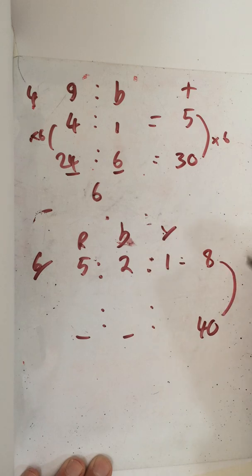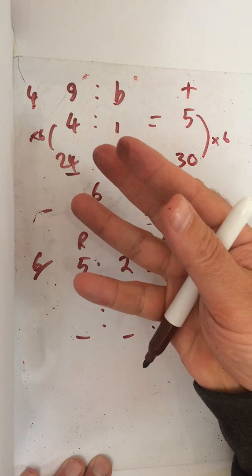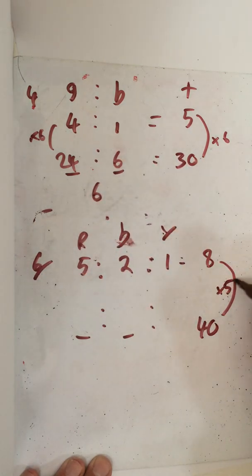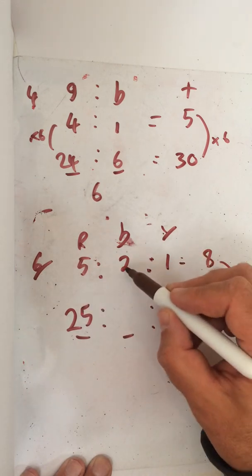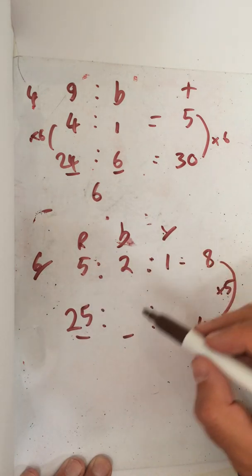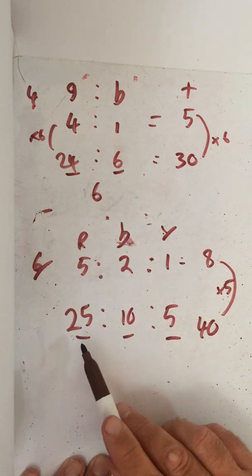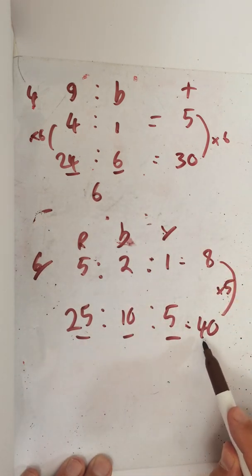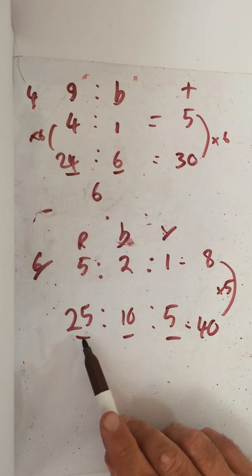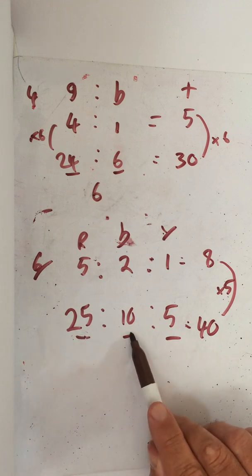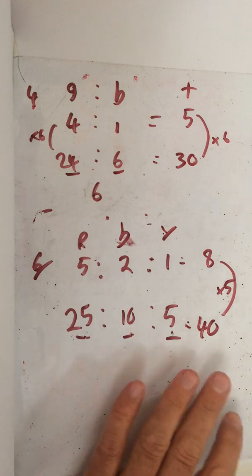How are we getting from 8 to 40? 8, 16, 24, 32, 40. So we're timesing by 5. So we need to times each one by 5. 5 times 5 is 25. 2 times 5 is 10. 1 times 5 is 5. And you can see when I add that up, it equals 40. So how much of each colour? You need 25 litres of red, 10 litres of blue, 5 litres of yellow. Okay, hopefully that was okay.